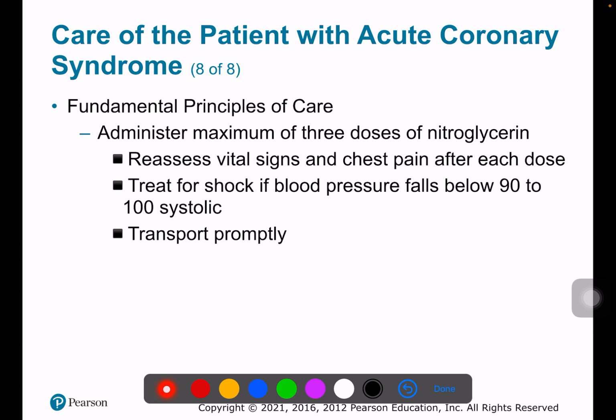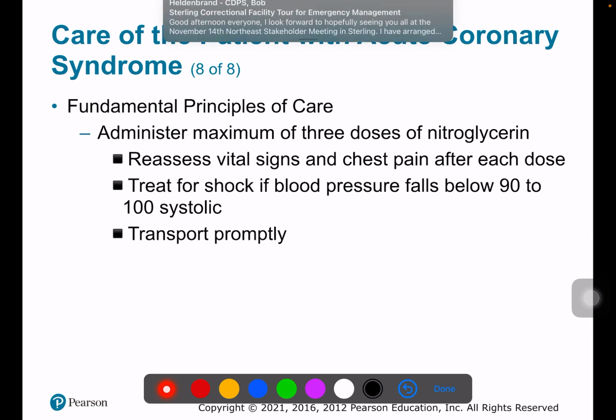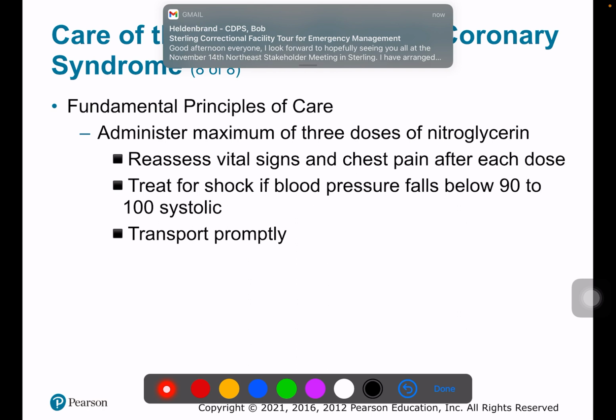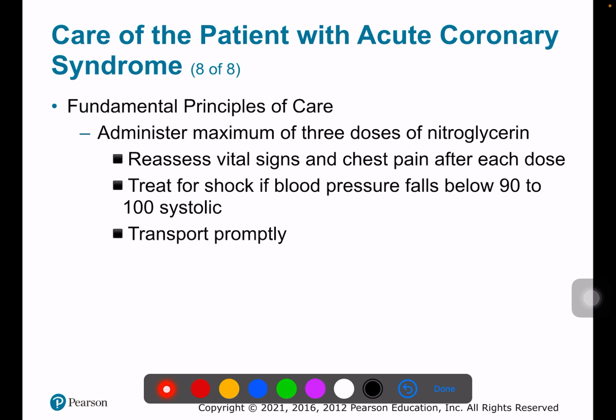We're authorized to give nitro. There are side effects. We might see those side effects. Now treat for shock. So IV, you should already have IV access. If you don't, that's another thing I would say: I would never give nitro to someone without IV access, so you can counteract what you might have to.